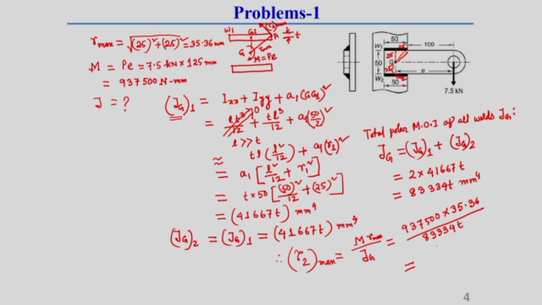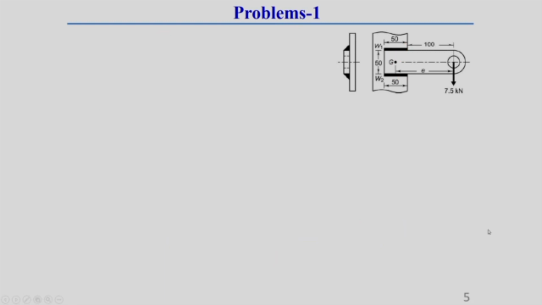Directly I am writing, this will give us 397.8 divided by T, and its unit will be your Newton per mm square. This you should keep it in mind. So, we got tau 2 max and what it is called? Tau 1. Now, tau 1 we know and tau 2 max also is known to us. These 2 values are known to us.